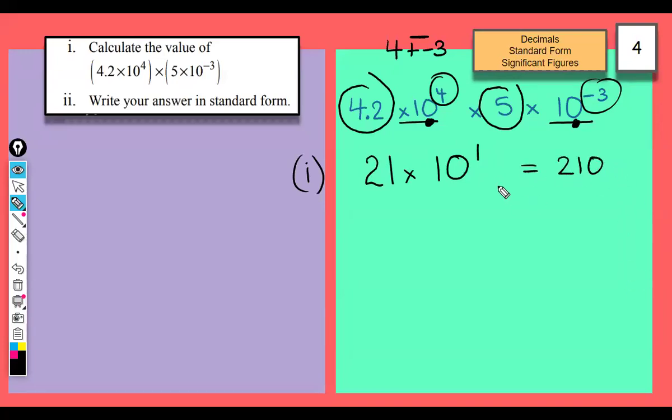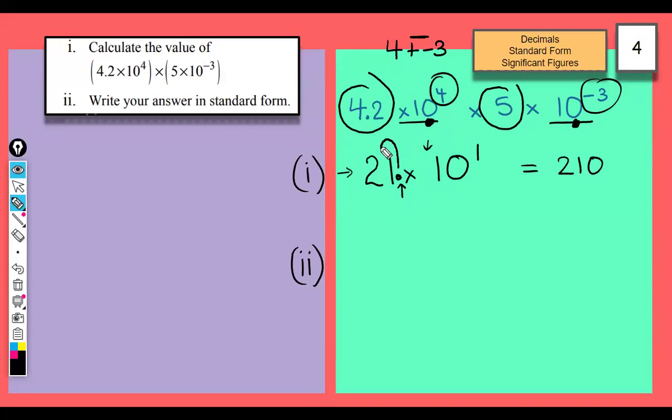210, right? But hear me out. For part 2, they want you to write this in standard form. Is this in standard form right now? The 21 multiplied by 10 to the power 1. Is that in standard form? The answer is no, because 21 is greater than 10. So we all know it has an invisible decimal point here, because 21 is 21.0000.